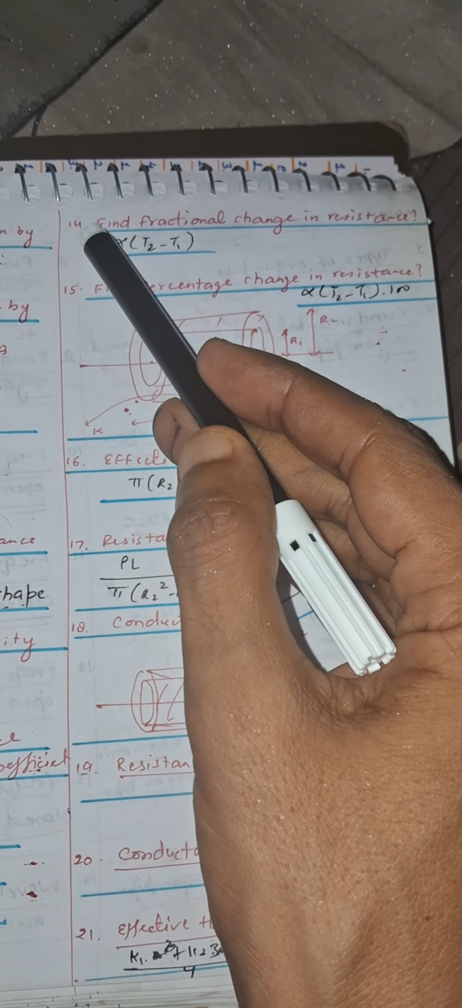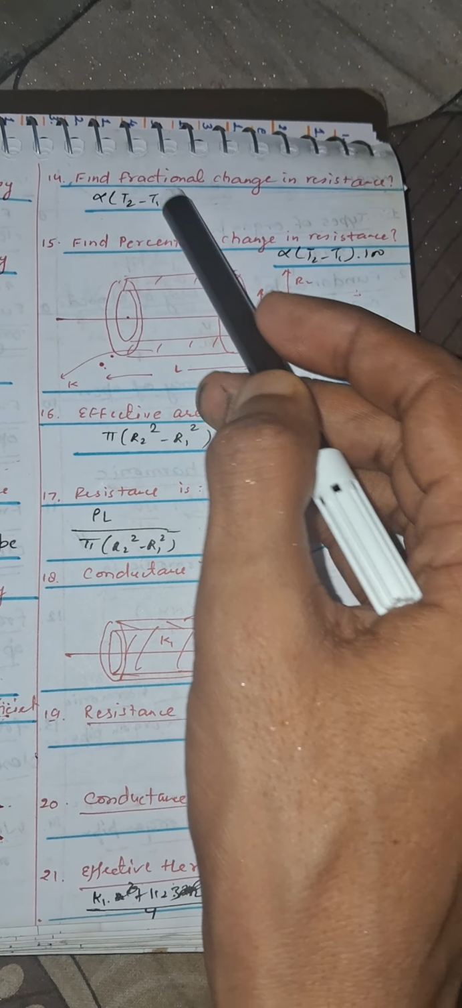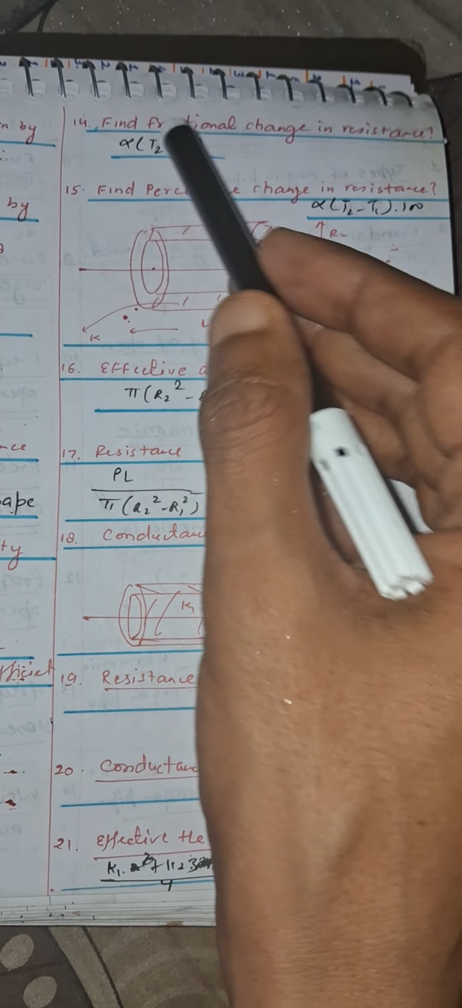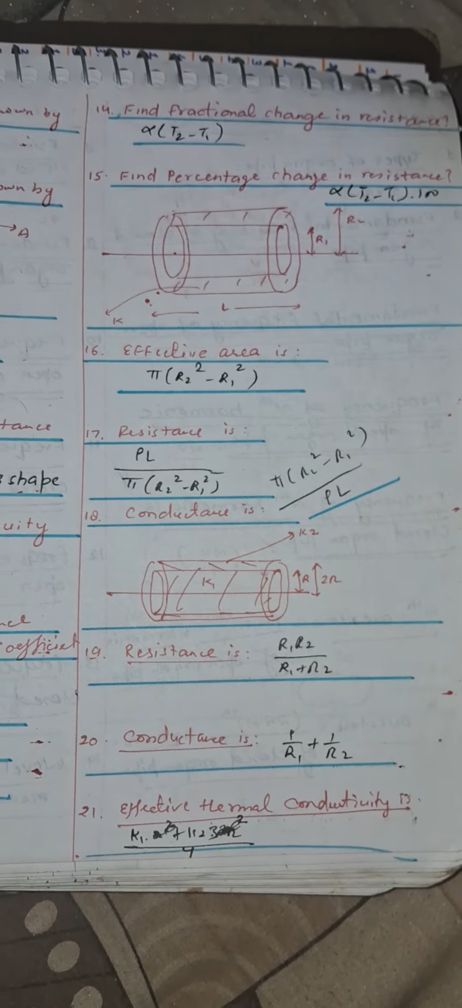Then we are asked the fractional change in resistance. This is delta R by R, which will give us alpha into (T2 - T1). Then is the percentage change in resistance. That is the fractional change into 100, so it will be alpha (T2 - T1) into 100.